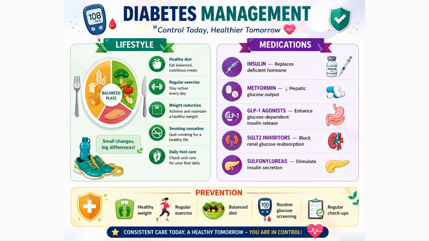Metformin decreases hepatic glucose output. We also have GLP-1 agonists. These enhance glucose-dependent insulin release. SGLT2 inhibitors block renal glucose reabsorption, and sulfonylureas stimulate insulin secretion. Good control today prevents complications tomorrow.